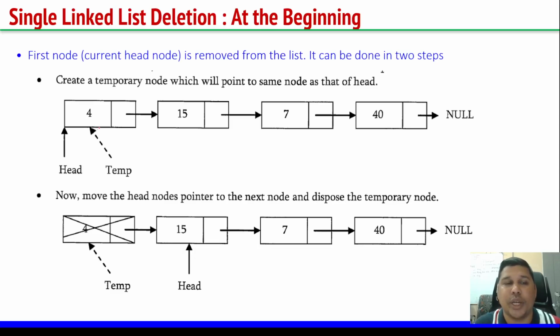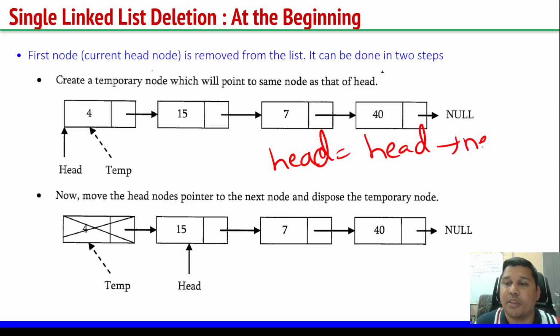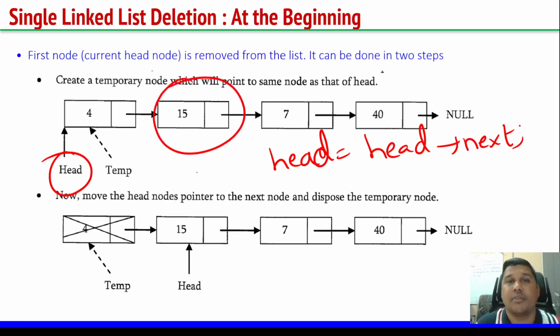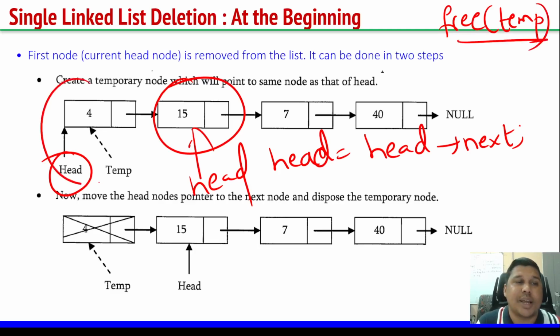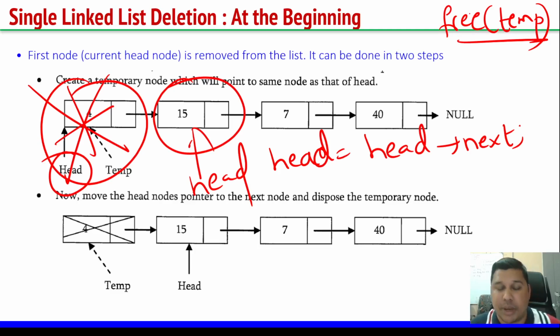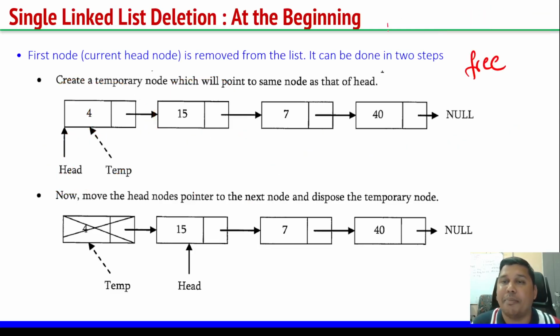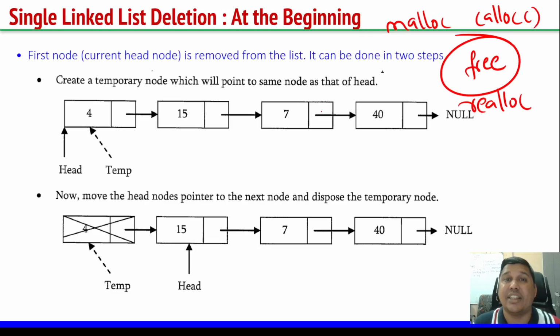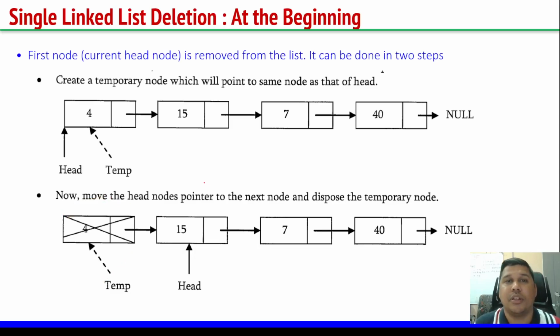So for that, you can write it like this: head equal to head next. This is also fine. Where is head? Here. What is head's next? This one. This you make the head. And simply write free of temp. When you do this, this is your temp, right? That will be erased. If you remember the function free, like malloc, calloc and realloc, we have one function free to delete the dynamically allocated memory. So that will delete this particular box. That is as simple as this.